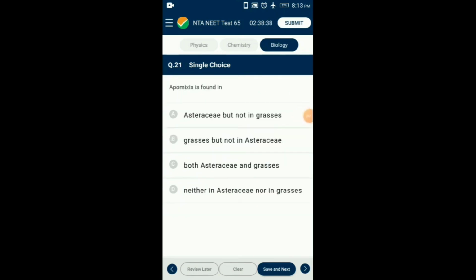Question number 21. Apomixis is found in... When the diploid cell of the nucellus divides to form a diploid embryo sac, which contains a diploid egg cell from which the embryo develops without fertilization or gametic fusion, it is called apospory. This mechanism of seed formation without gametic fusion or fertilization is called apomixis. It is commonly present in members of Asteraceae and grasses. So the answer for this question is option C, both Asteraceae and grasses.